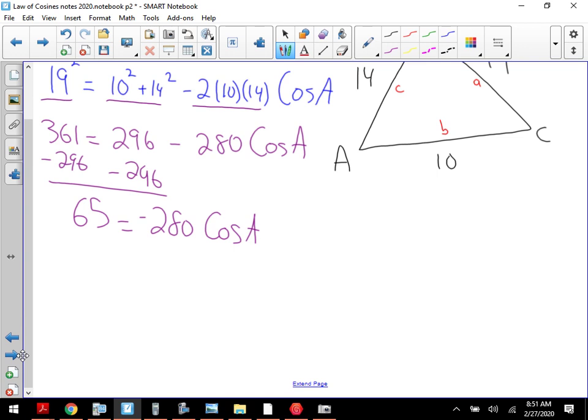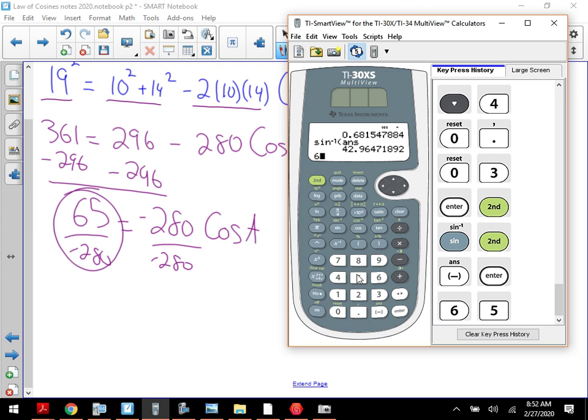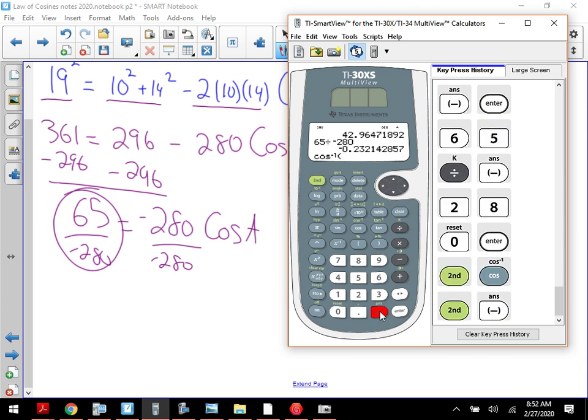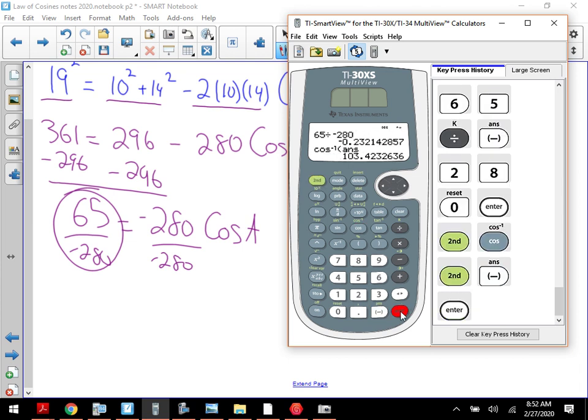How do I move the negative 280? That's where you divide. Yep. Remember, you can't combine these two because one of them has a cosine, the other one doesn't. Like we said yesterday. Now, this is going to be your crummy fraction, your crummy decimal that equals the cosine of an angle. So we just type it in and do the inverse. So you'll have 65 over negative 280. Hit enter. Crummy decimal, second, cosine, second, answer. And I get my obtuse angle. So now I have 103.42 for my angle A.